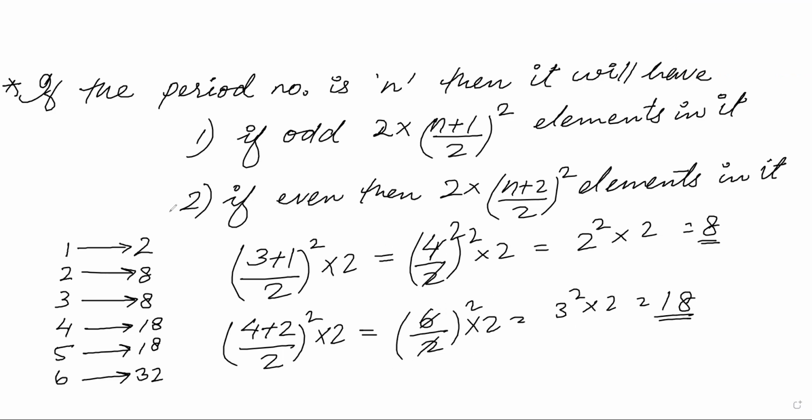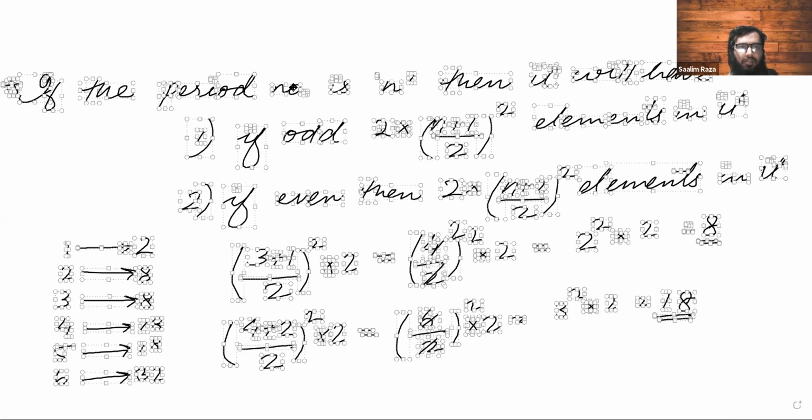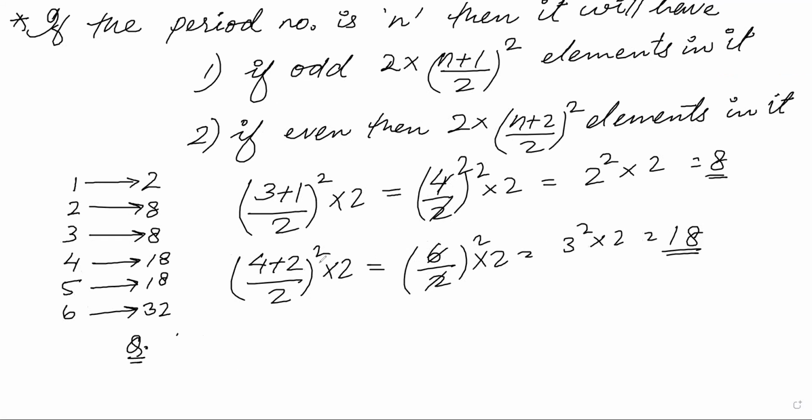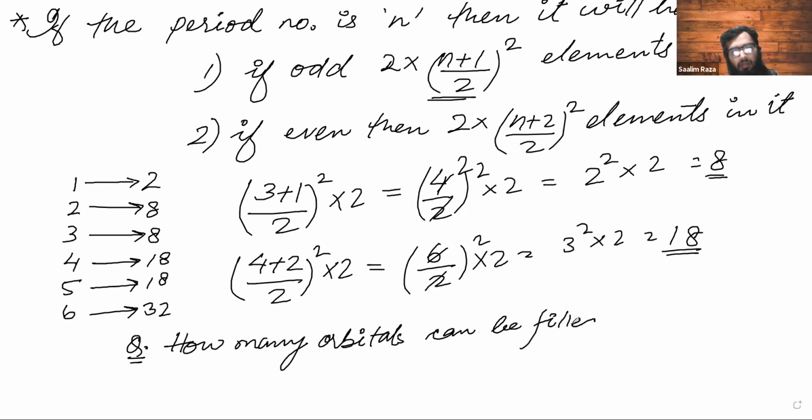Fine. Now, my question to you is, if this is the trick or generalization for the number of elements, what will be the generalization for the number of orbitals? Or if I may ask in a question type, then how many orbitals can be filled in the third period?